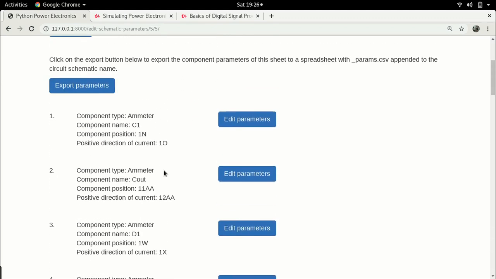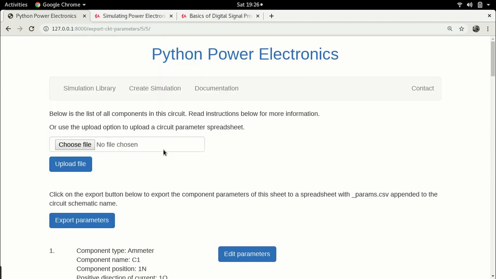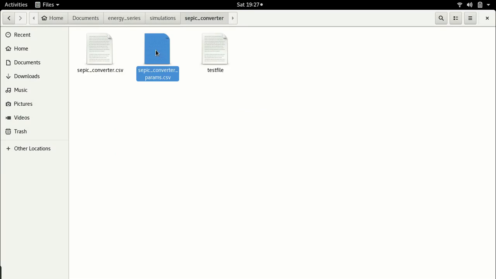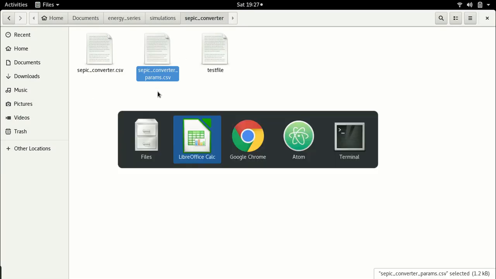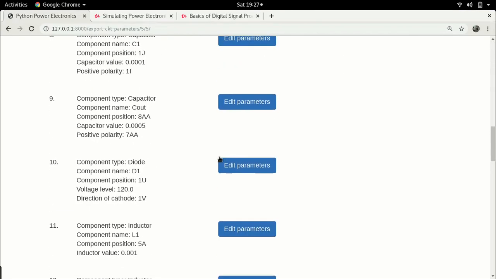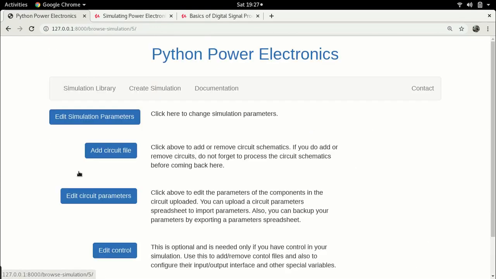Alright. So before we forget, let us export the parameters so that we have at least written the correct parameters to the params.csv file. Because if you remember from the previous lecture, we had merely copied the Cuk converter parameters from the Cuk converter simulation. So let's at least back this up before we forget. With this, we can now keep going. Let's go back to the circuit list, and back to the main page.